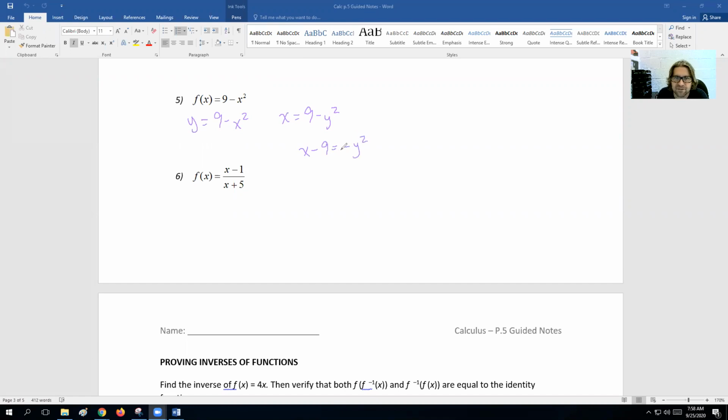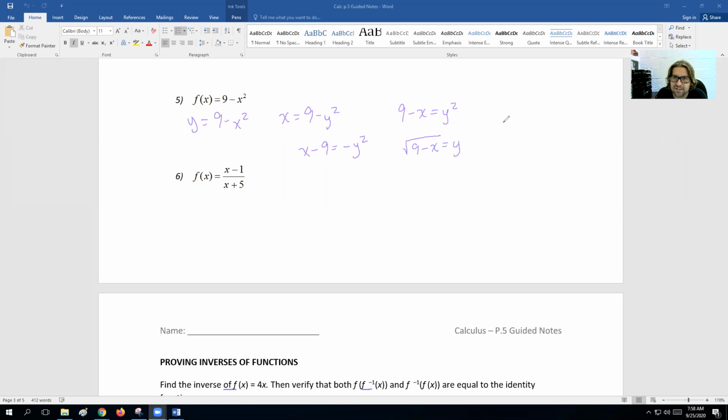Have to get rid of the negative, so I'd multiply the other side by negative. Now I'm going to, instead of writing negative x plus 9, I'm going to change this to 9 minus x. That is a negative x plus 9. It just looks a little bit better that way. All right, then we got to take the square root. So we'd square root the whole thing.